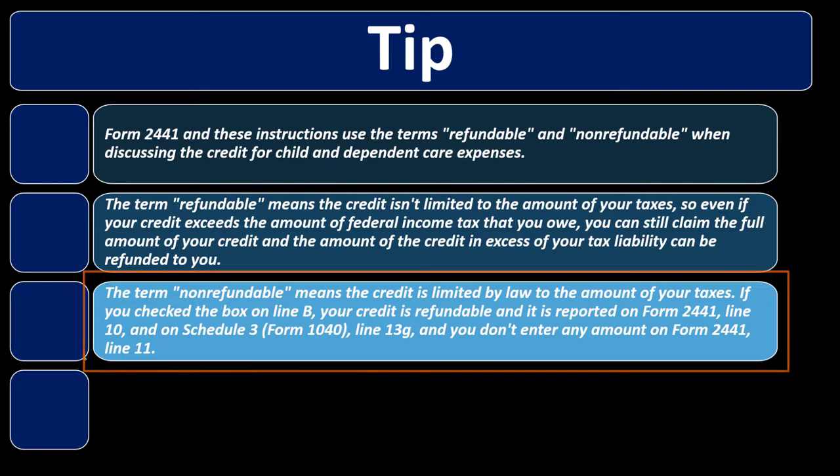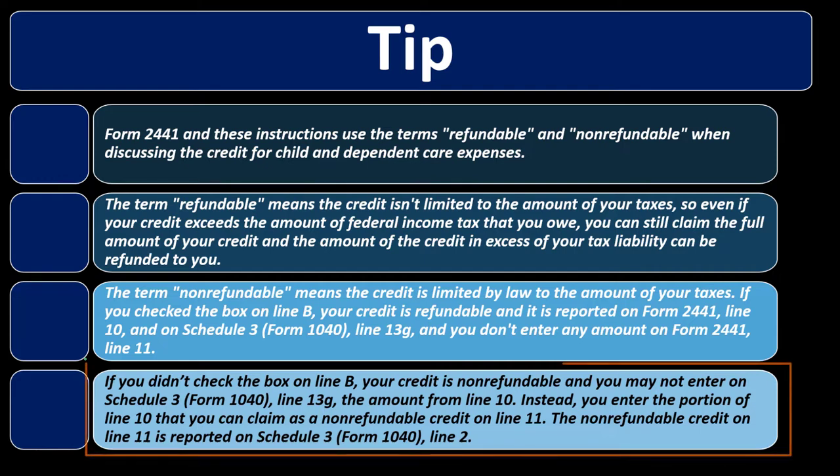So if you check the box on line B, your credit is refundable, and it is reported on Form 2441 line 10 and on Schedule 3 Form 1040 line 13G, and you don't enter any amount on Form 2441 line 11. If you don't check the box on line B, your credit is non-refundable, and you may not enter on Schedule 3 Form 1040 line 13G the amount from line 10. Instead, you enter the portion of line 10 that you claim as a non-refundable credit on line 11. So that's what we basically just looked at when we checked off that box and didn't check it off on the tax return.